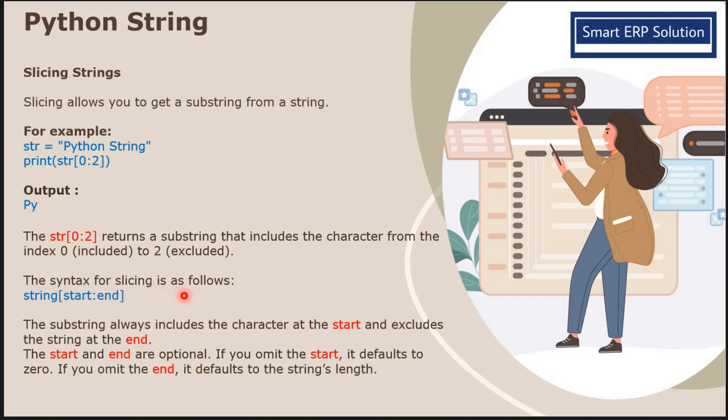The syntax for slicing is as follows. string[start:end]. This is the start position and this is the end position. The start position is included and Python excludes the end position. The substring always includes the character at the start and excludes the character at the end. The start and end are optional. If you omit the start, it defaults to 0. If you omit the end, it defaults to the string's length.